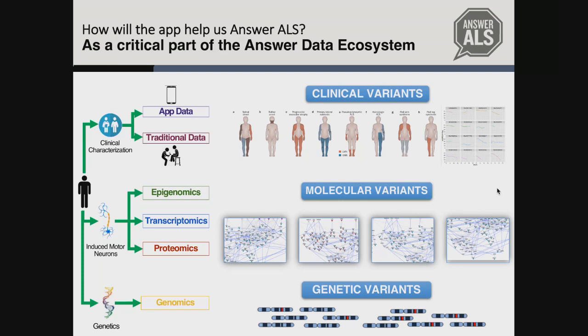There is a lot to be said for doing that on its own, but we can also use that to map our genetic and molecular discoveries back to what's going on in patient subsets or individual people. And already we're getting hints that this is going to be a critical piece of the analytics that we do on a biochemical level. So this data will be immediately helpful in the ecosystem of Answer ALS. Next slide.